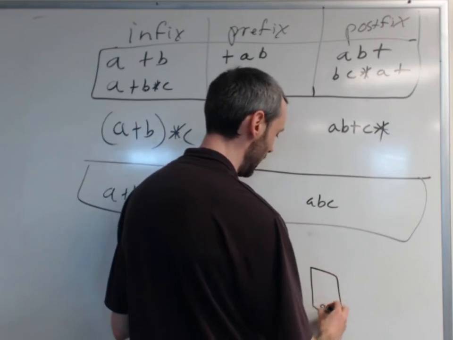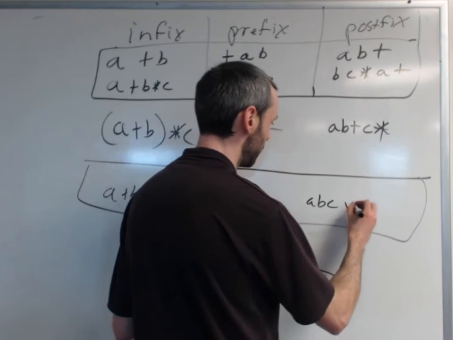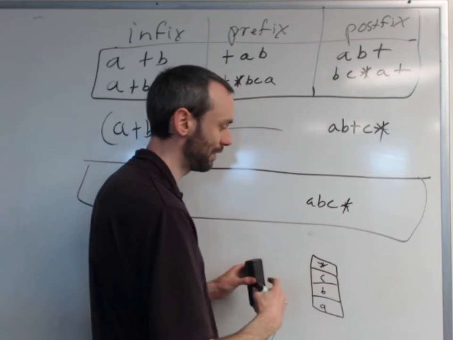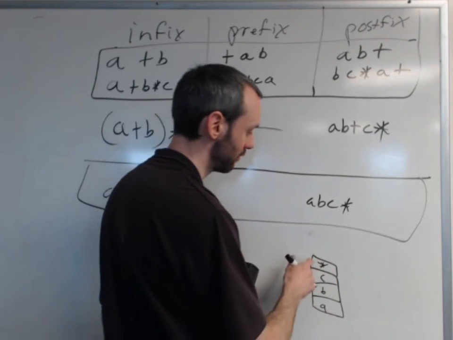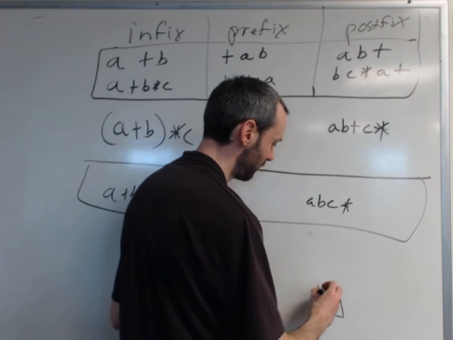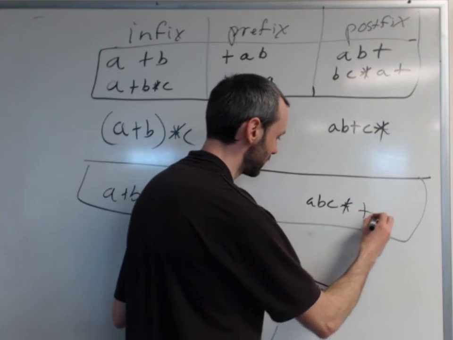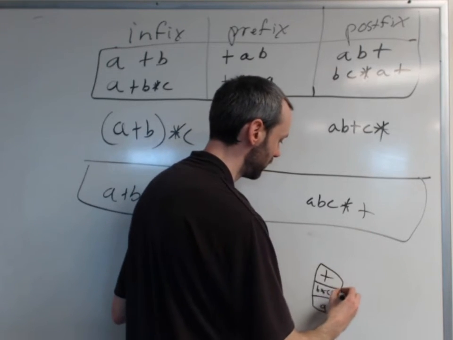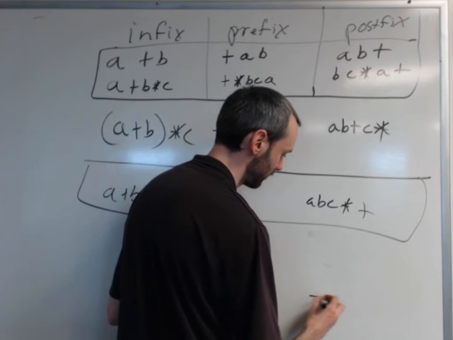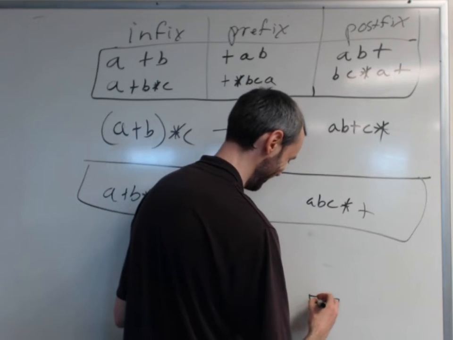So we put A, B, C, and then we put a multiplication on it. We pop the top 3 elements, multiplication, C and B, and then we put the answer on the stack. And then you add plus, another operator, you pop the top 3, and then you put that answer on the stack. That is a triangle.